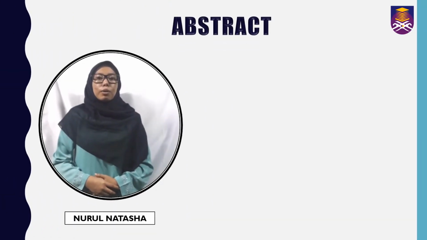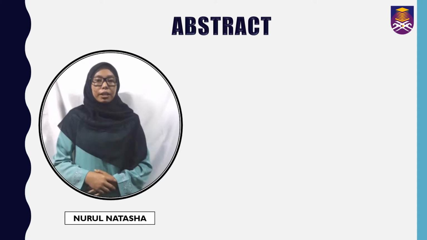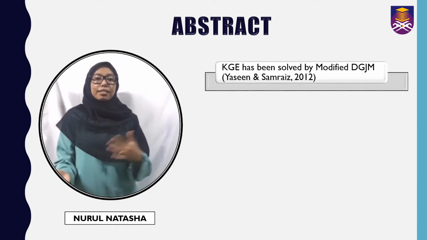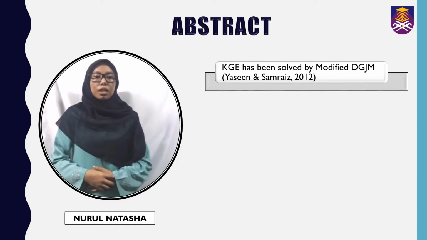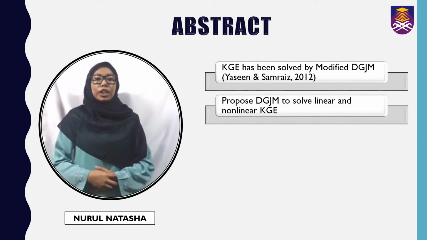First of all, I will present the abstract of this research. The Klein-Gordon equation is solved by using the Daftardar-Gejji and Jafari method, although in some particular research, it has been solved by modified DGJM by Yasin and Samrais in 2012. Thus, DGJM is proposed to solve linear and nonlinear Klein-Gordon equations.